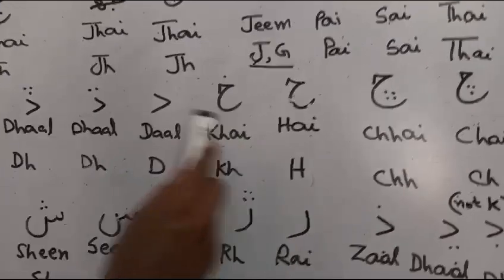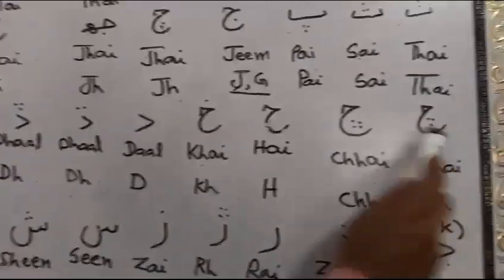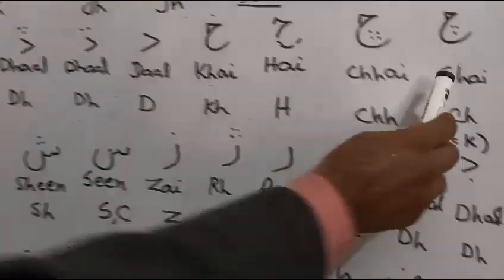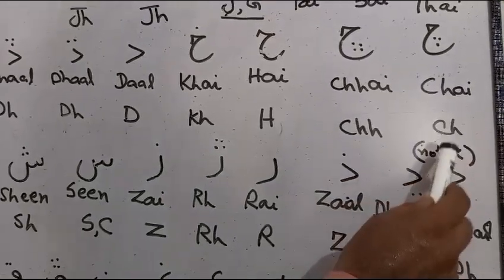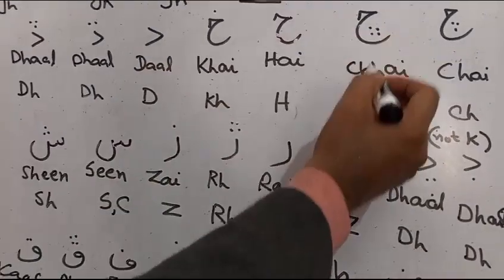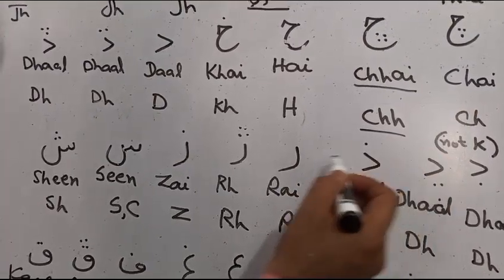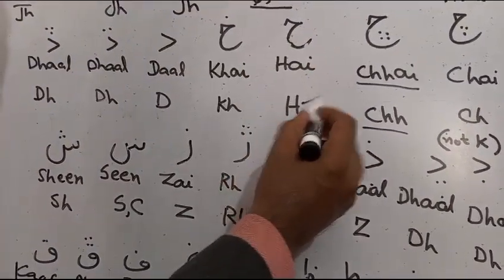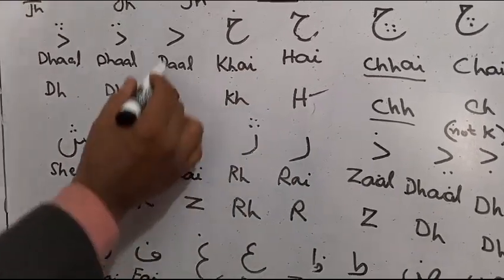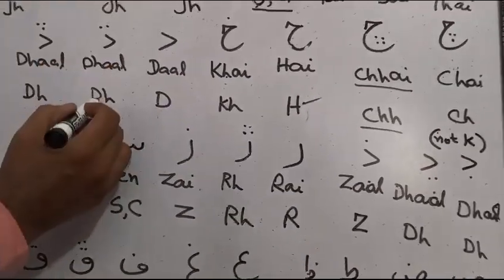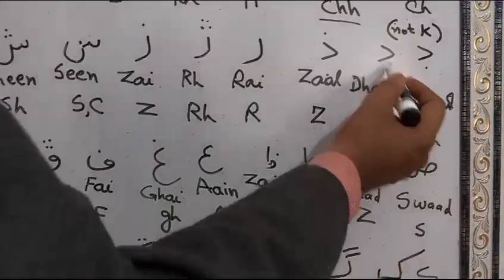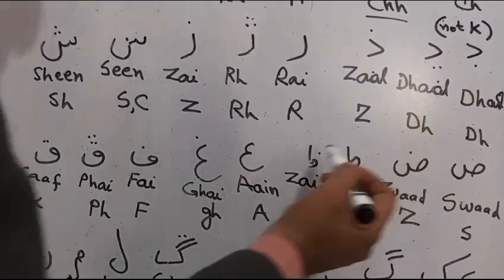Hai, this is Hai, Khai, Dal, Dal. Now, Che. In Sindhi we say Che, in English CH is used. This is a sound chart. In English C-double-H. Hai, H is used. Khai, in English we use KH. Dal we use D. Dal we use DH in English. Zal we use Z in English.